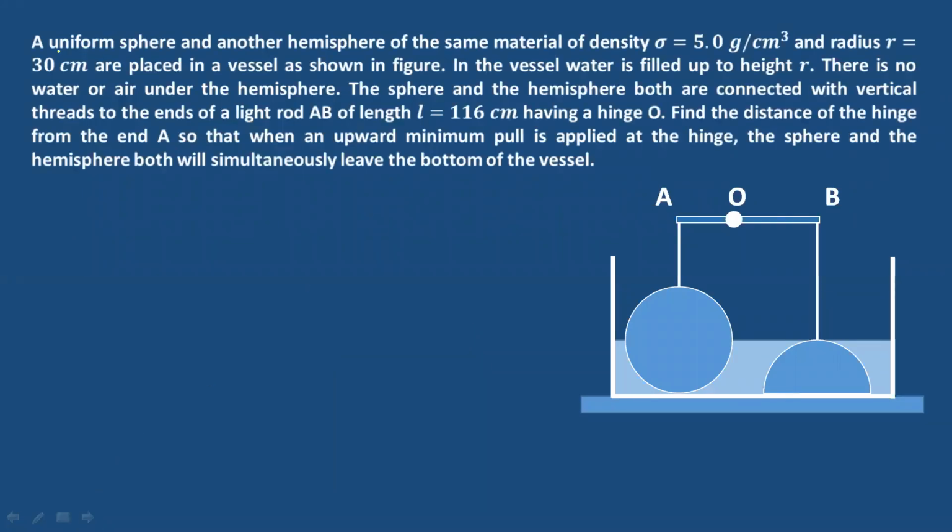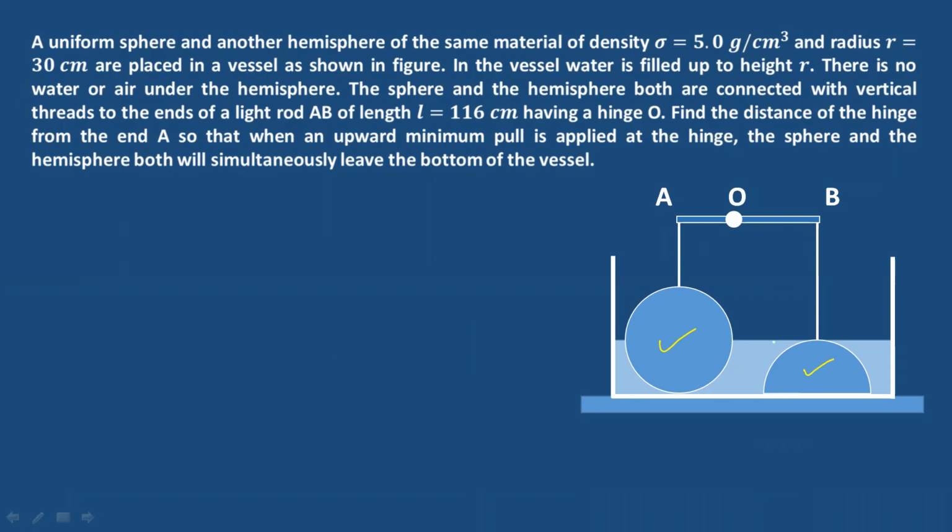So here you've been given a uniform sphere and another hemisphere of the same material of density sigma. The value of sigma is given as 5 gram per centimeter cube, and the radius r equals 30 centimeter. They are placed in a vessel as shown in the figure. So here you can see there is a sphere and then there is a hemisphere, and they're placed in a vessel. The densities and radii of both are given. In the vessel, water is filled up to a height r.